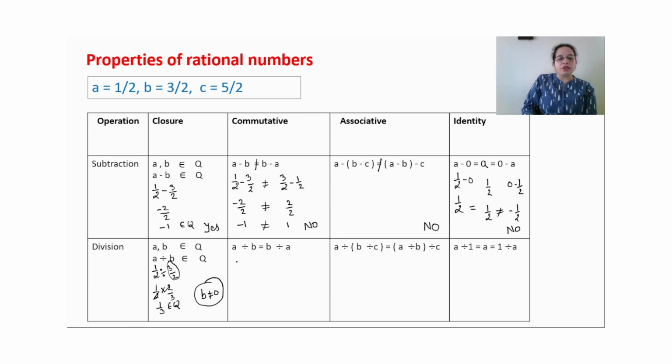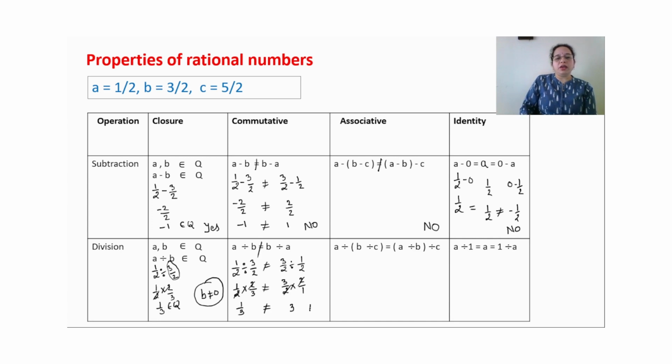Now we will go for the commutative property. Value of a is 1 by 2. Value of b is 3 by 2. So just convert this into multiplication. Take the reciprocal of 3 by 2, which will be 2 by 3, and the answer will be 1 by 3. Now here value of b is 3 by 2 divided by value of a is 1 by 2. So again we will take the reciprocal of 1 by 2, so this will become 2 by 1. 2 and 2 will get cancelled. So here your answer is 3. So again you can see that here it is 1 by 3 and right hand side is 3. So these two are not equal.